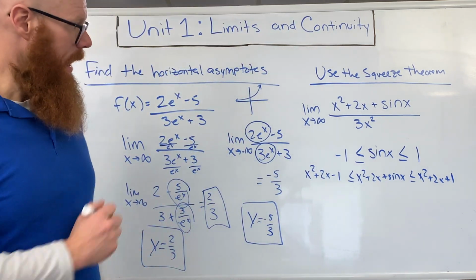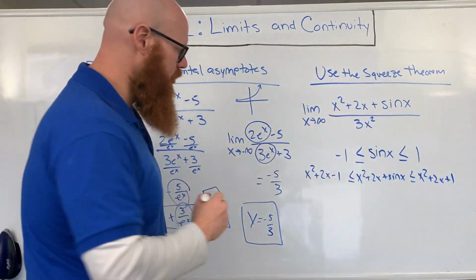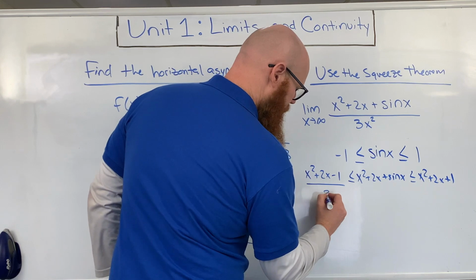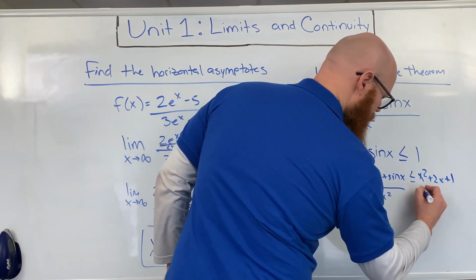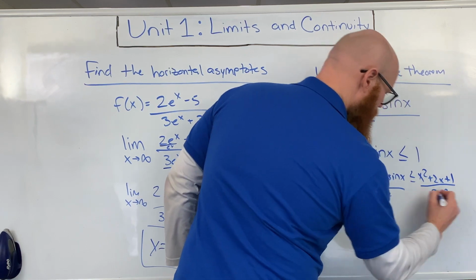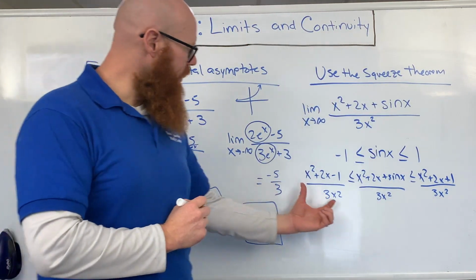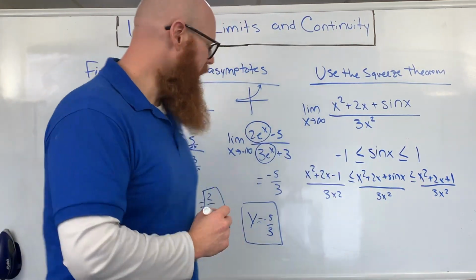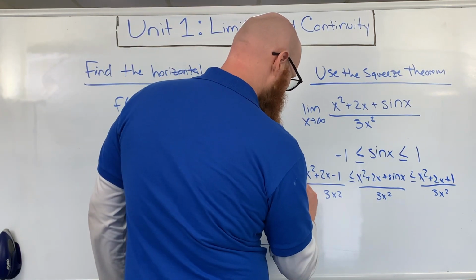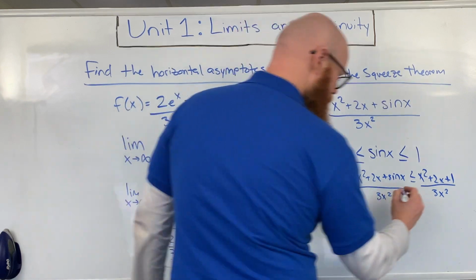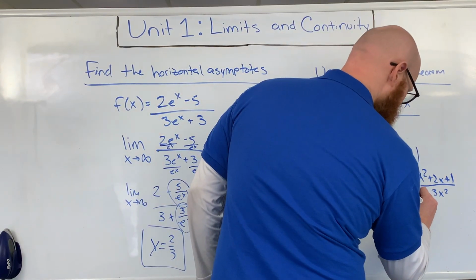All right. And then, again, to get this exact function, I'm going to divide all three of these by 3x squared. So our function is always between these two functions. Now I'm going to take the limit of the two outside functions as x goes to infinity.